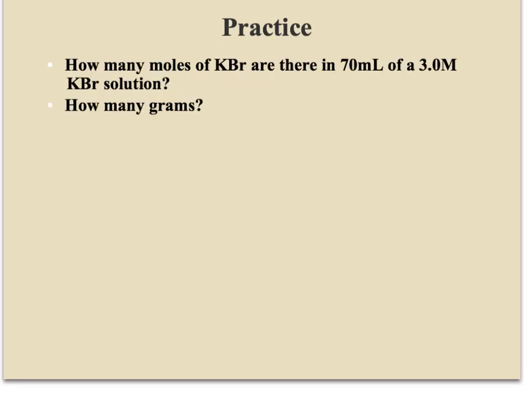And of course I saved the best for last. So this question: how many moles of potassium bromide are there in 70 milliliters of a 3 molar potassium bromide solution? The next question is, how many grams are there? So with this question, we're saying that there is 70 milliliters of this 3 molar potassium bromide solution. So that means there's 3 moles of bromide for every 1 liter.